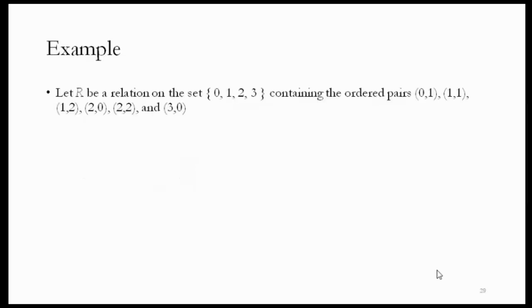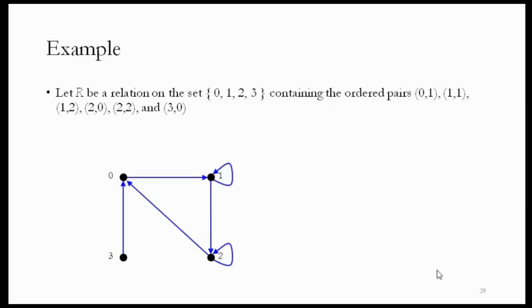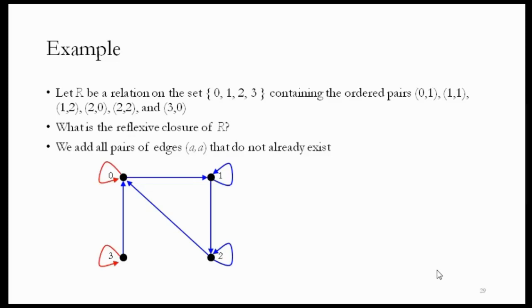And here is another example given. Let R be a relation on the set {0, 1, 2, 3}, containing the ordered pairs (0, 1), (1, 1), (1, 2), (2, 0). Now the reflexive relation can be obtained in a simple way: (0, 0) and (3, 3) should be added so that it will become the reflexive relation.